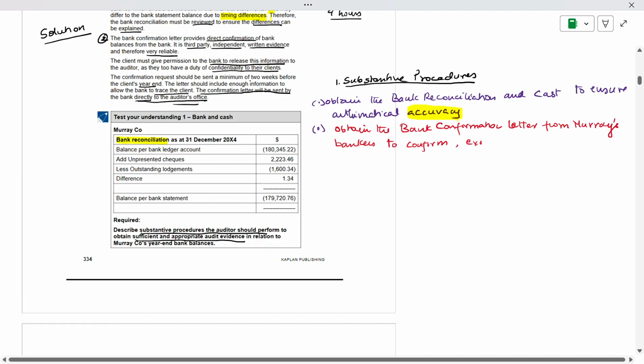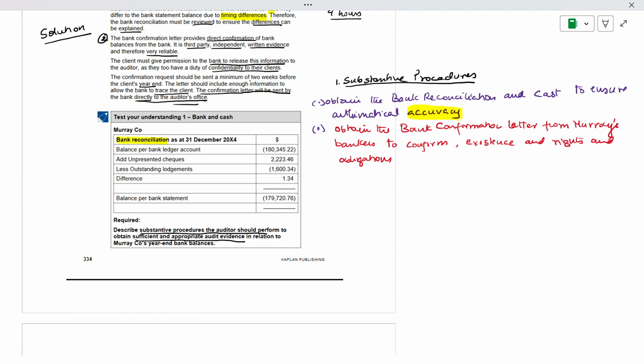We have to confirm the existence, and rights and obligations. If anything is there, always write obligations. Sometimes you have overdrawn funds, sometimes you have an overdraft, sometimes you have loans. You are getting the bank confirmation letter from Murray's banker to confirm the existence, and rights and obligations.